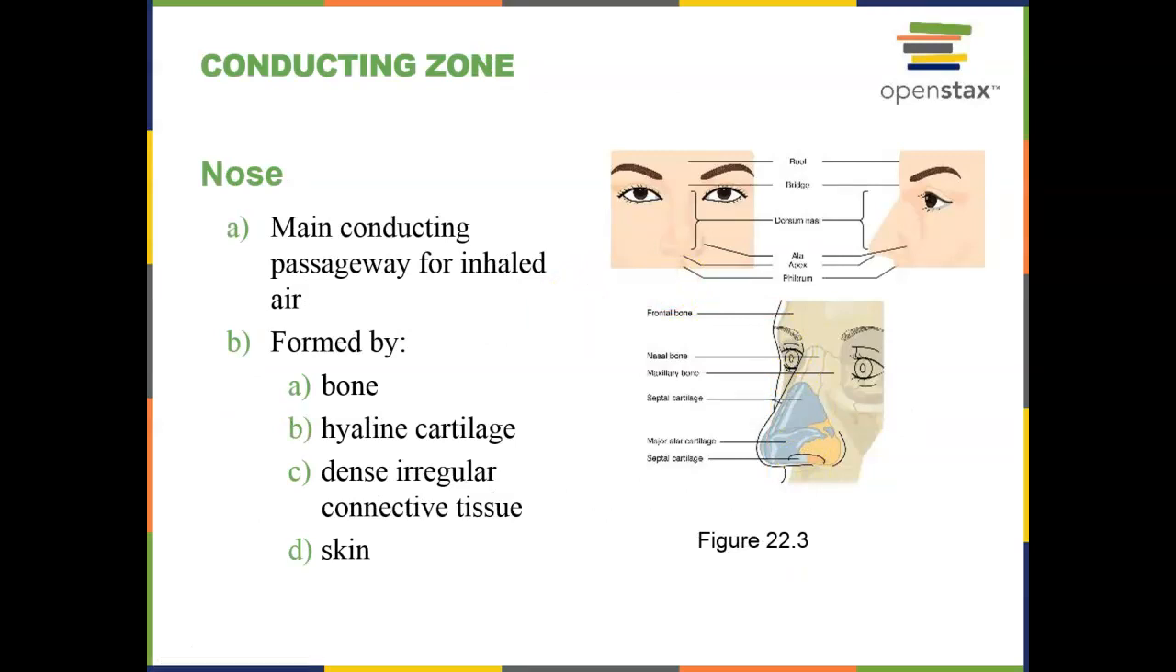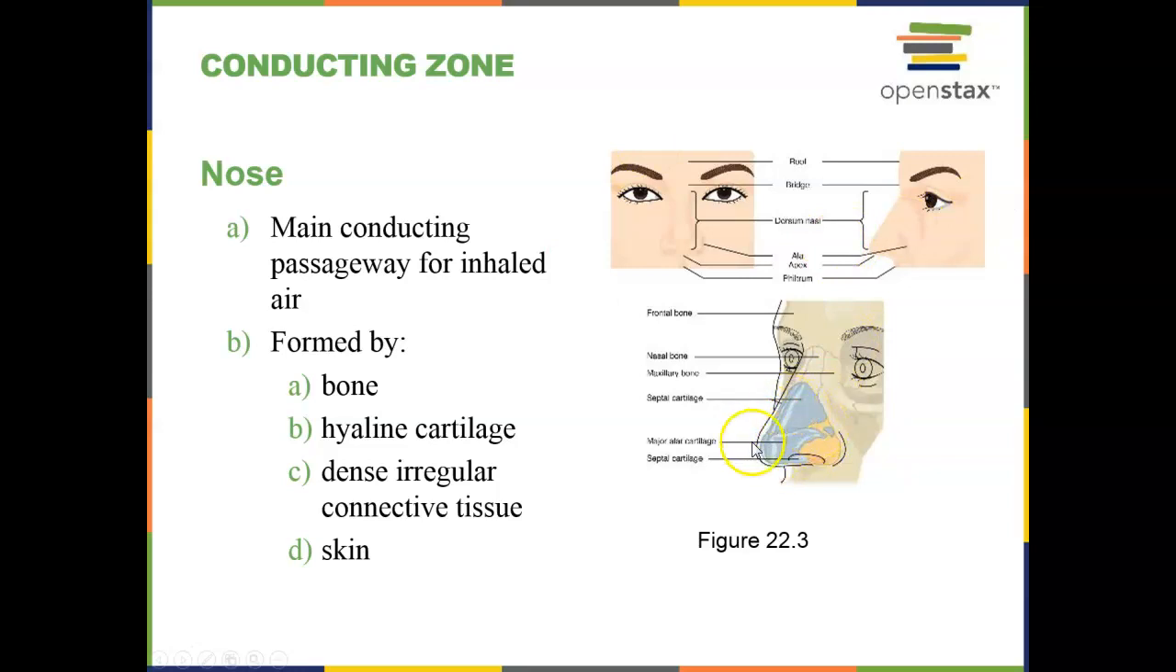So let's look at the conducting zone first, and then we'll look at the respiratory zone. The conducting zone starts with the nasal cavity. We have two nostrils, one on each side of the nasal septum, where air can be pulled in, okay?